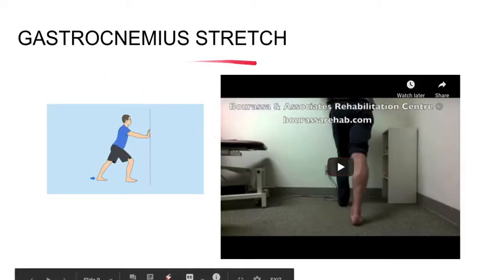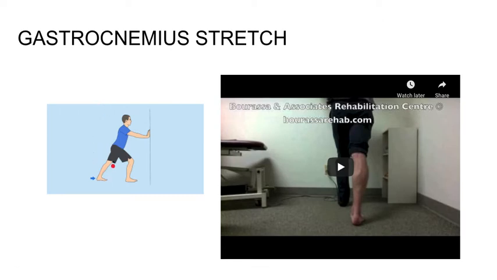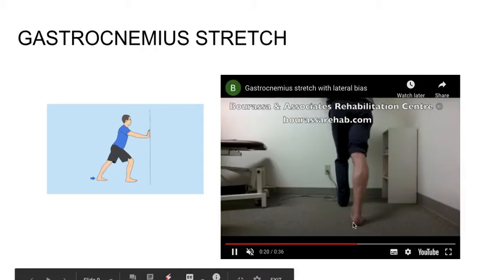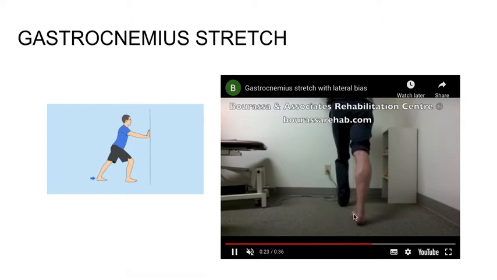Next is the gastrocnemius stretch. It is quite similar to the soleus, but the only difference is that the leg which is behind, the knee should be extended, as the gastrocnemius is a two-joint muscle. The knee should be extended and the ankle dorsiflexed to feel a good stretch over the lower heel as well as the upper part of the calf. To isolate the stretch to the lateral head of the gastrocnemius, you need to lift the medial aspect of the sole of the foot a little up to feel the stretch over the lateral head.